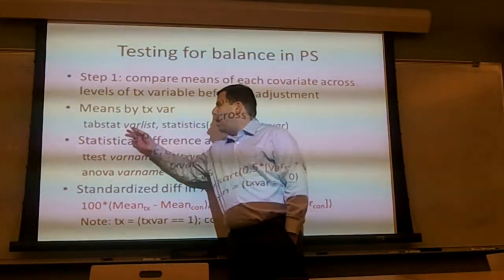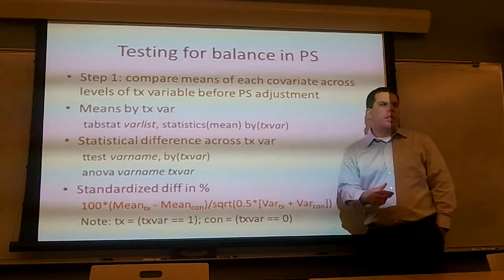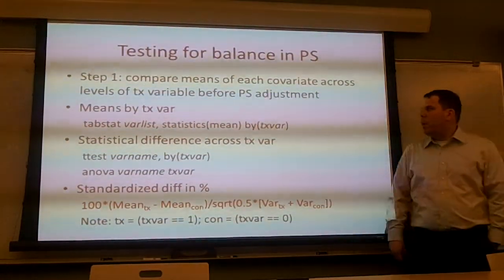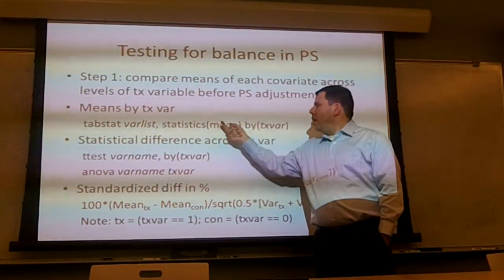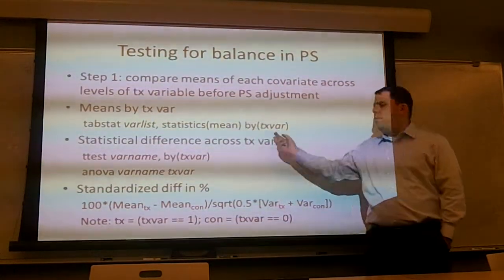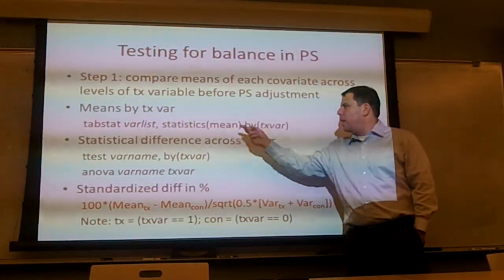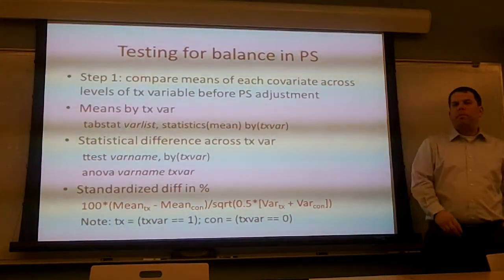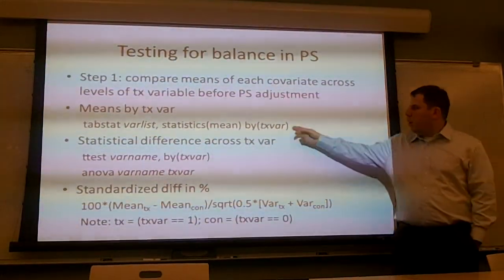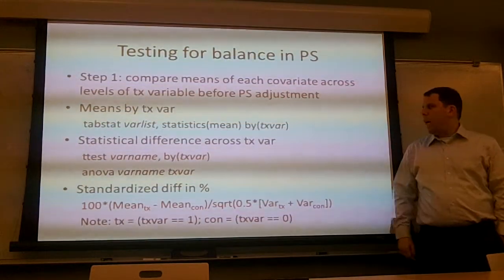So tabstat will actually take a varlist, which is a list of names of variables. Then you can ask for the statistics. Specifically, you want the mean, and you want it by the treatment variable, whatever that's called. I've tried to put these in italics to indicate where you're supposed to put in your own variables, and the rest of it is standard Stata syntax.